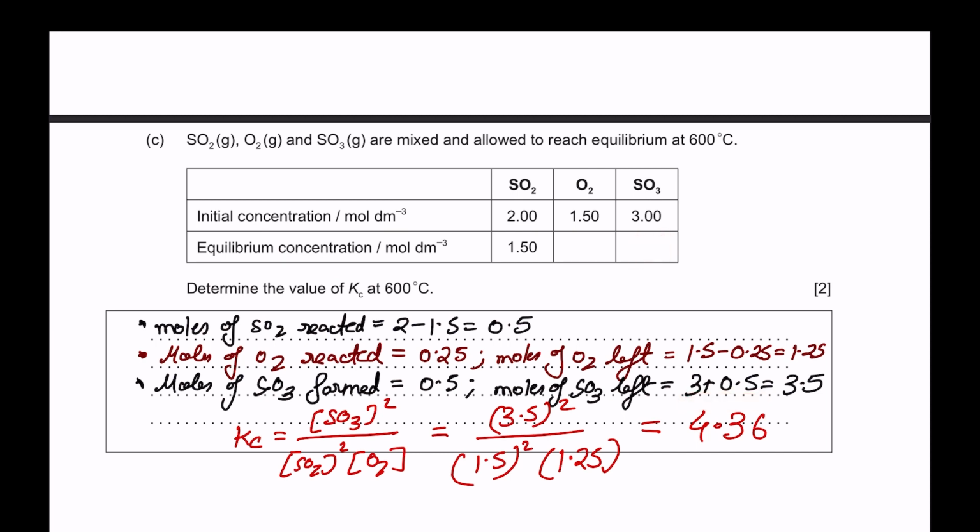Let's just assume that the total volume of the container is 1. So these terms will eventually become the concentrations, moles divided by volume, and volume is 1. Now Kc will be SO3 whole square divided by SO2 whole square times O2. Plug in the values: 3.5, 1.5 whole square times 1.25. We get 4.36, which is the final answer to this question.